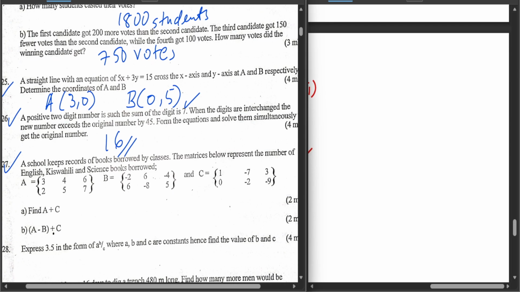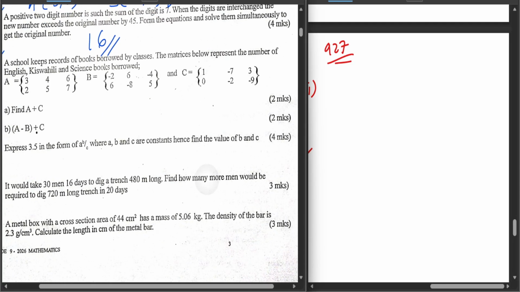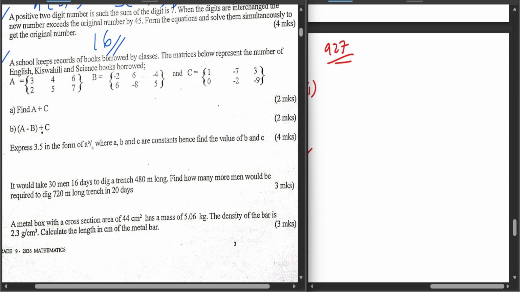Very, very easy question. Now question 27 is asking that a school keeps records of books borrowed by classes. The matrices below represent the number of English, Swahili, and science books borrowed. We have the matrix for A, the matrix for B, and also the matrix for C. Now question A, find A plus C, and question B, find A minus B plus C.